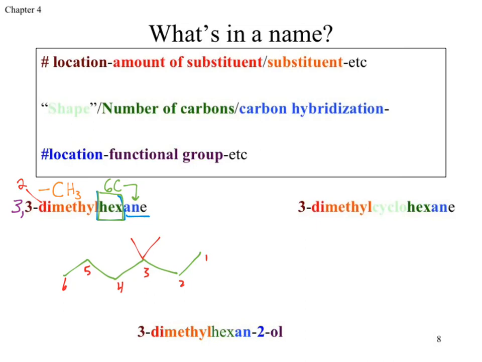Why did I write in 3,3? If we go back to our overall naming, it's the number of the location specifying our substituent. We have 2 substituents. So instead of saying 3-methylhexane, I can condense that into being dimethyl, but then I must specify where each of those methyl groups are. That's why I need both 3s. So the number will only refer to a single substituent. If I have multiple substituents at the exact same position, I need to specify that position twice.